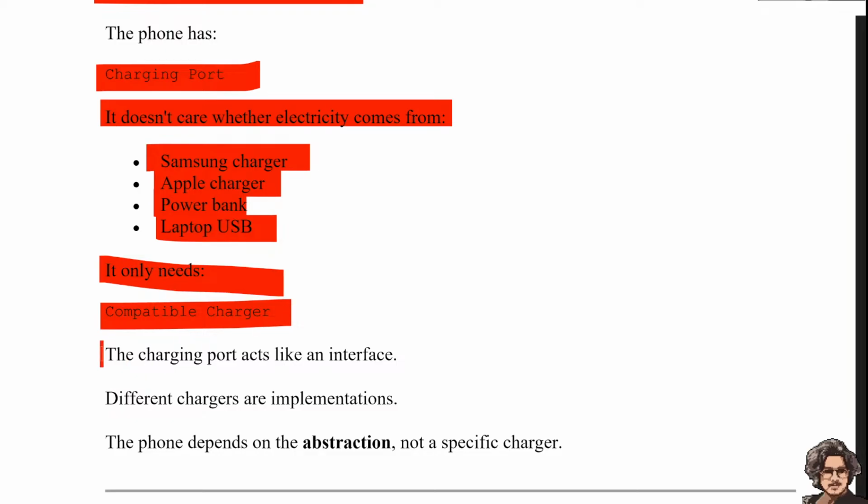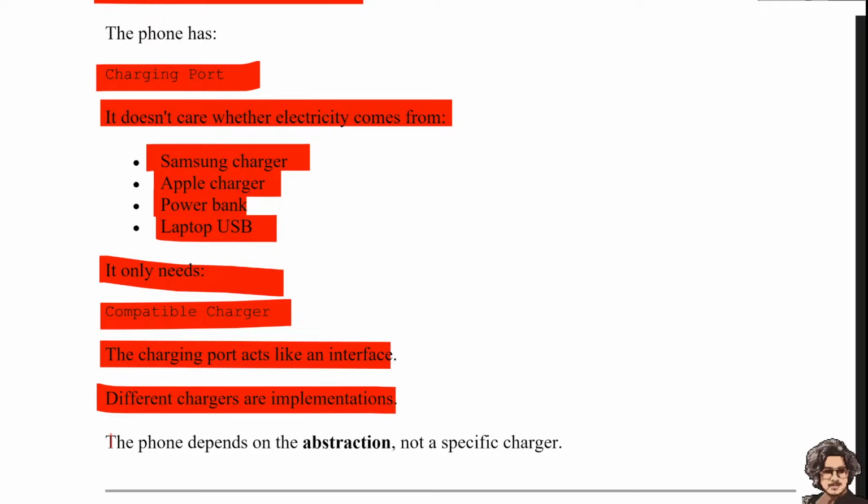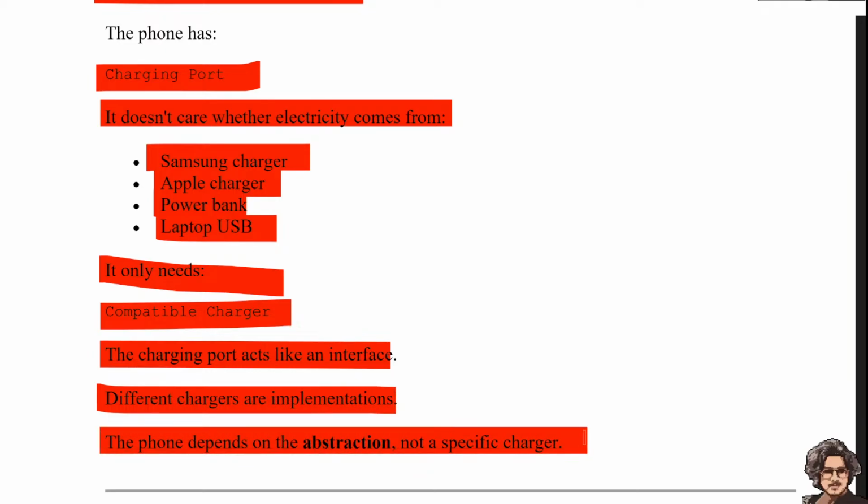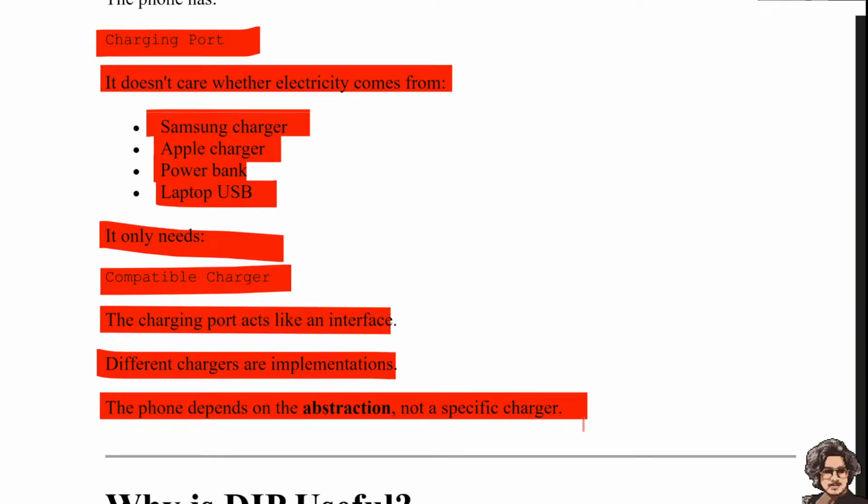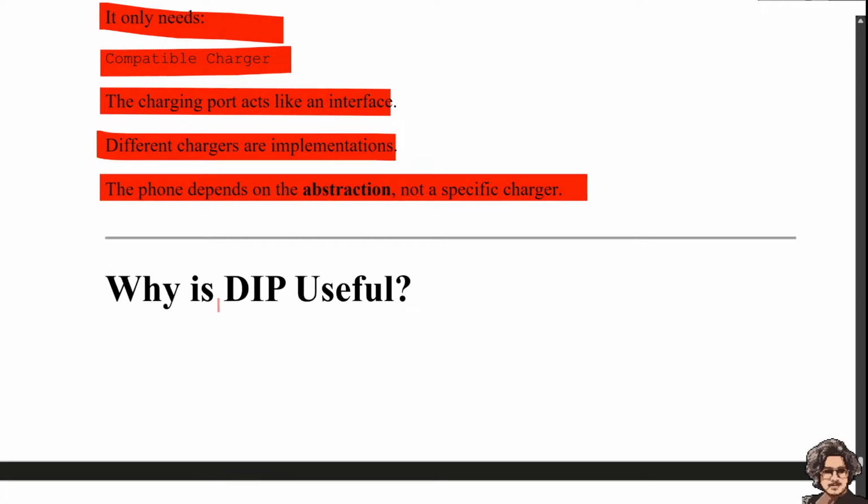The charging port acts as an interface. Different chargers are the implementations. The phone depends on the abstraction, not on the specific charger. So why is DIP useful?